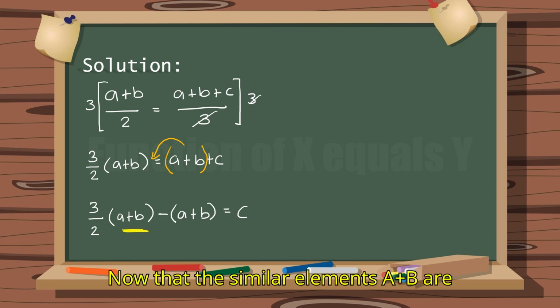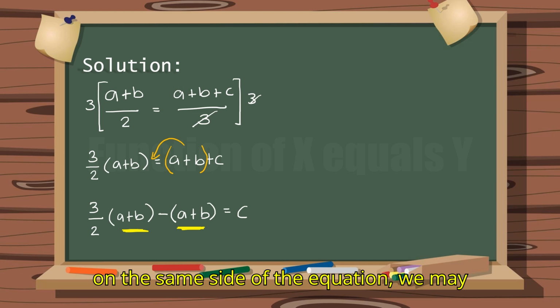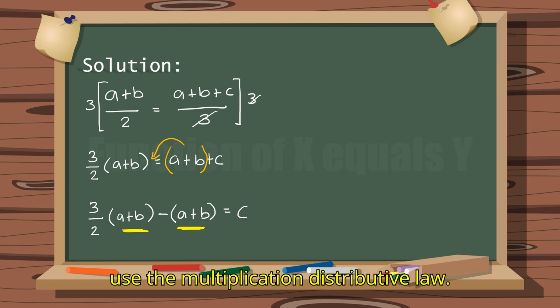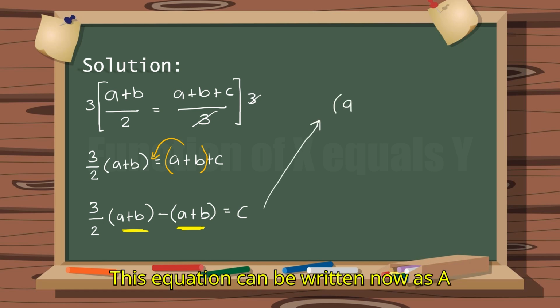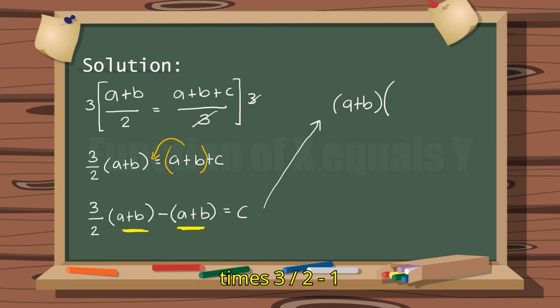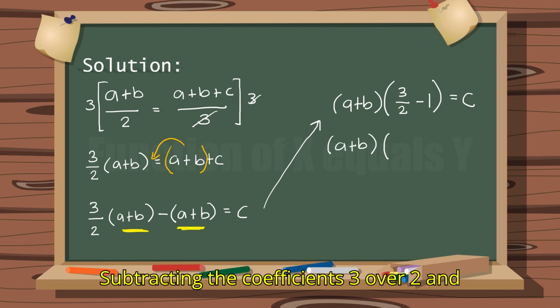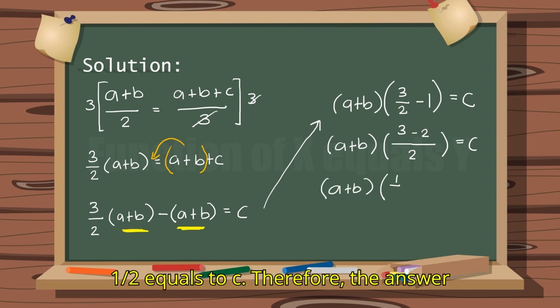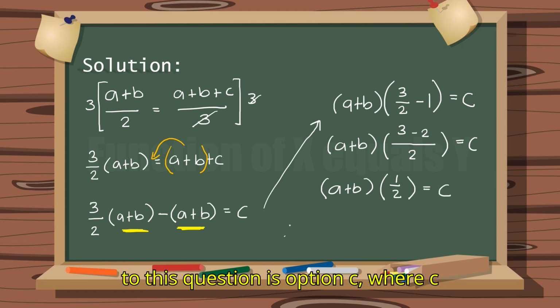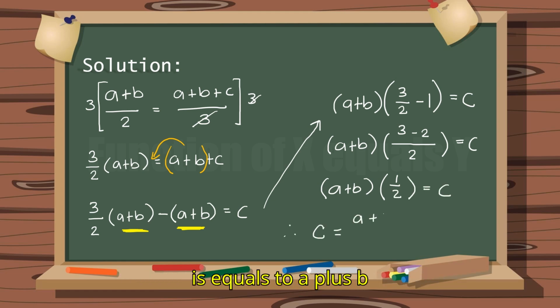Now that the similar elements A plus B are on the same side of the equation, we may use the multiplication distributive law. This equation can be written now as (A plus B) times (3 over 2 minus 1) equals C. Subtracting the coefficients 3 over 2 and 1 is equal to 1/2. Then (A plus B) times 1/2 equals C. Therefore, the answer to this question is option C, where C is equal to (A plus B) over 2.